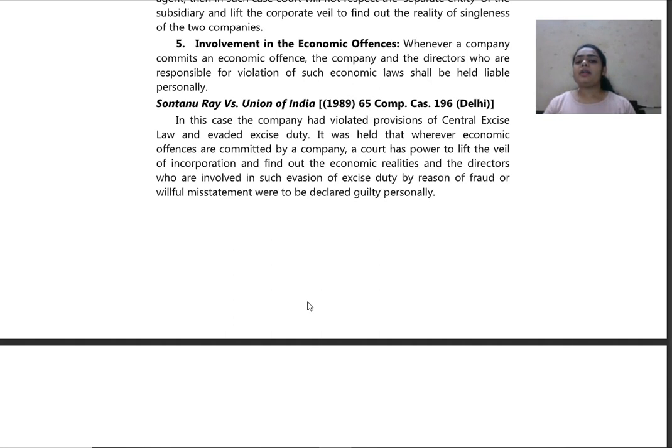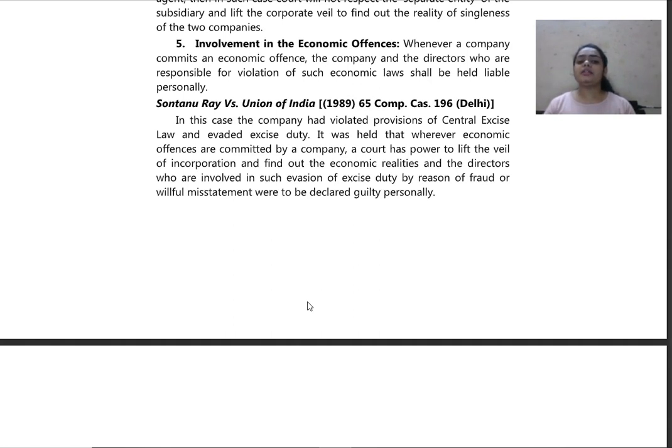Since the court has the power to lift the corporate veil in the case of a company and find out the economic realities, in this case they found that directors were responsible for the evasion of excise duty, and those guilty of willful misstatements were to be declared personally guilty. Means what? That the directors who had done this were personally declared guilty. Every director who was there during the time of committing such fraud shall be personally liable for the offences.